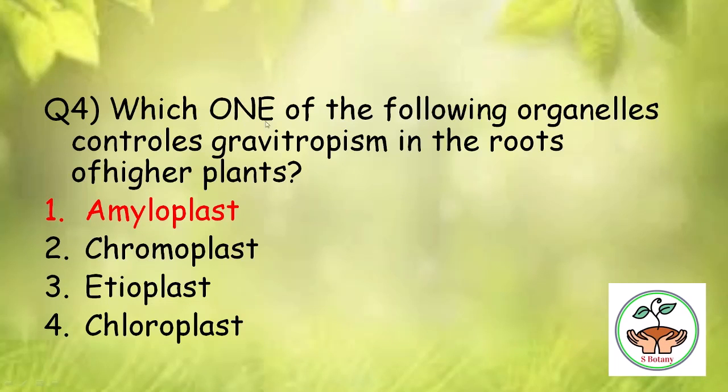Next question is, which one of the following organelles controls the gravitropism in the roots of the higher plants? Options are amyloplast, chloroplast, etioplast, and chromoplast. So the most correct option is amyloplast, which does not have colored pigment, and it deals with the storage of starch grains, and so they play an important role in the gravitropism in the root cells. So the option is the amyloplast.